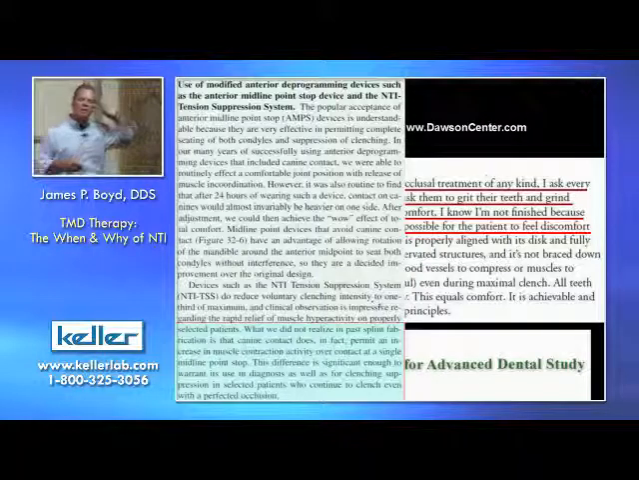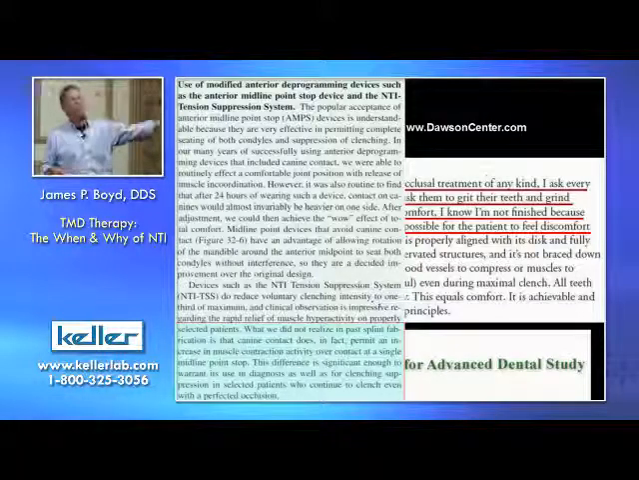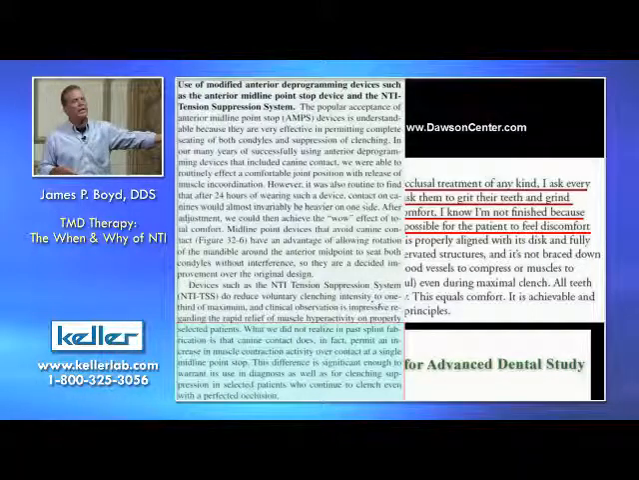So now, Dr. Dawson, you know what? Some people have perfect occlusion, they clench anyway. It might not be because of the occluding scheme.